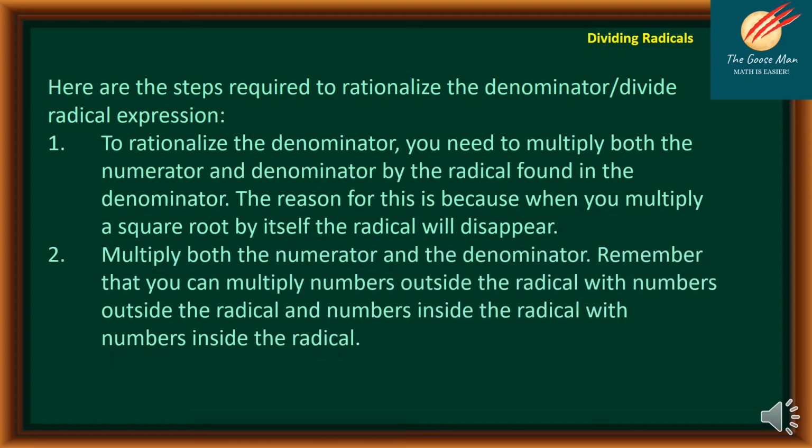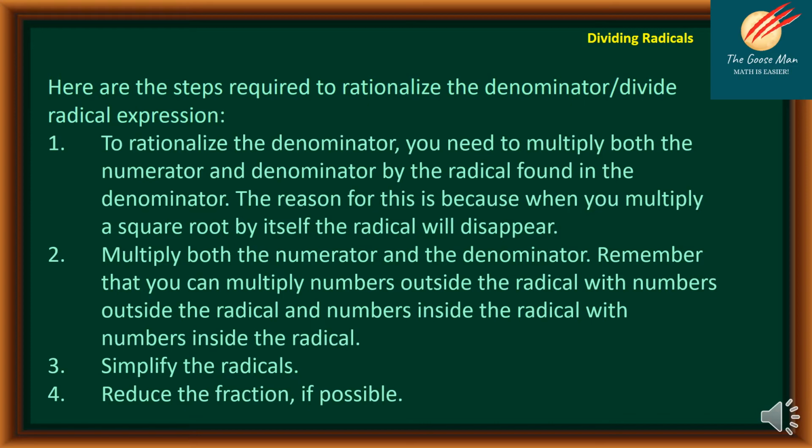Number 2, multiply both the numerator and denominator. Remember that you can multiply numbers outside the radical with numbers outside the radical, and numbers inside the radical with numbers inside the radical. Number 3 is to simplify the radicals, and number 4 is to reduce the fraction if possible.